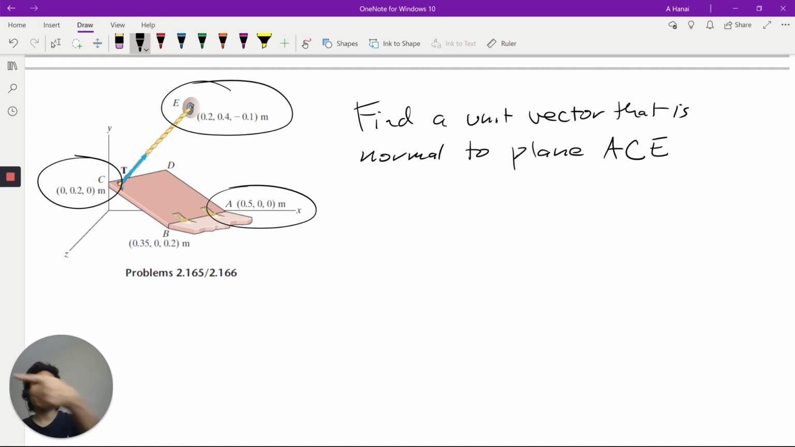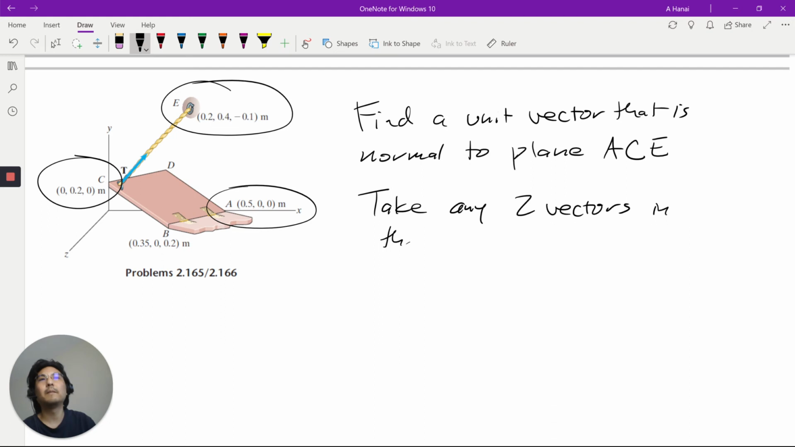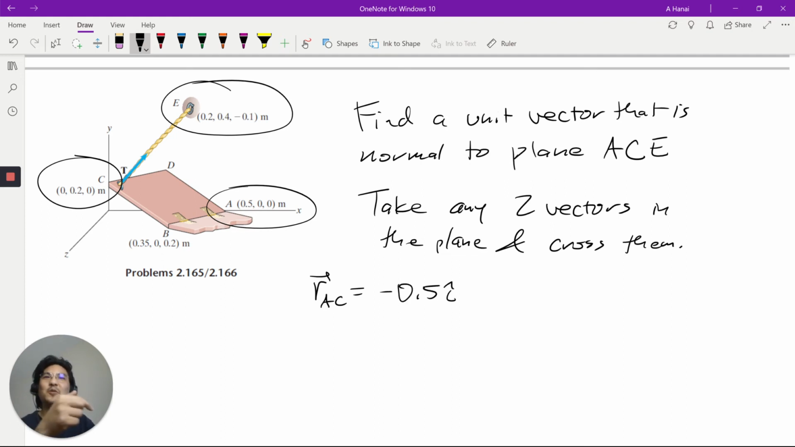Like if you take AC and AE, so you go vector AC cross vector AE, this is normal to this plane, right? Because AC and AE form a plane. This cross product, I guarantee you, is normal to that plane. So let's take any two vectors and cross them. Right, so let's say, how about the vector from A to C? So from A to C, 0 minus 0.5, 0.2 minus 0, 0 minus 0. Okay, and then let's go from A to E.